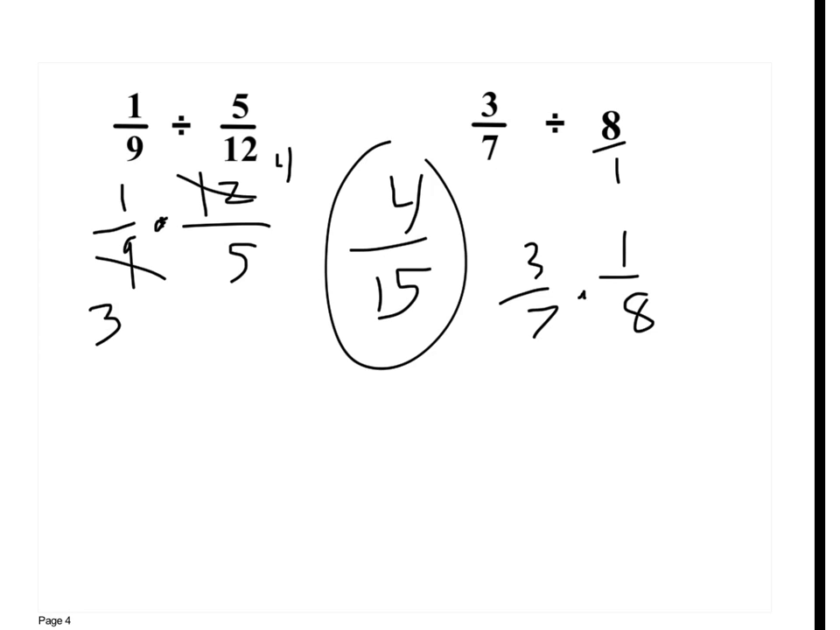Is there anything that cancels? No. So 1 times 3 is 3. 7 times 8 is 56. There's my answer. Can't simplify.